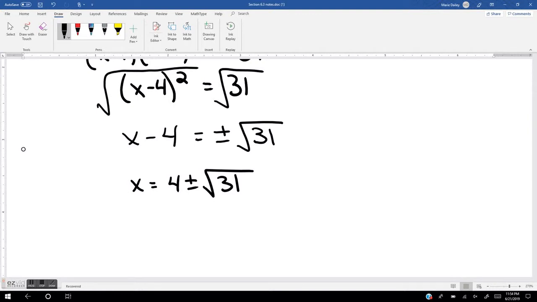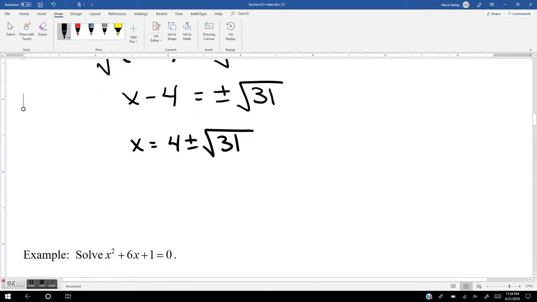Now remember, we always want to simplify that radical as much as possible. I did post a link on Blackboard to refresh your memory on how to simplify a radical. So let's take a look at this next one.